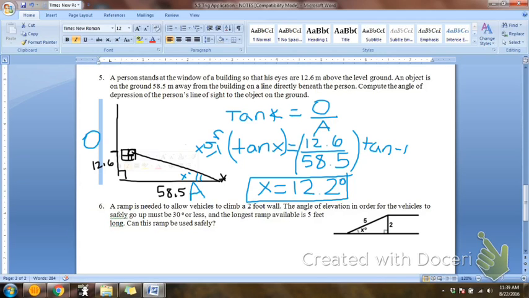I do too. Okay, 12.2 degrees. So the angle of depression is 12.2 degrees of a person's line of sight. Something like that. Okay, why don't you try to do number 6 on your own?